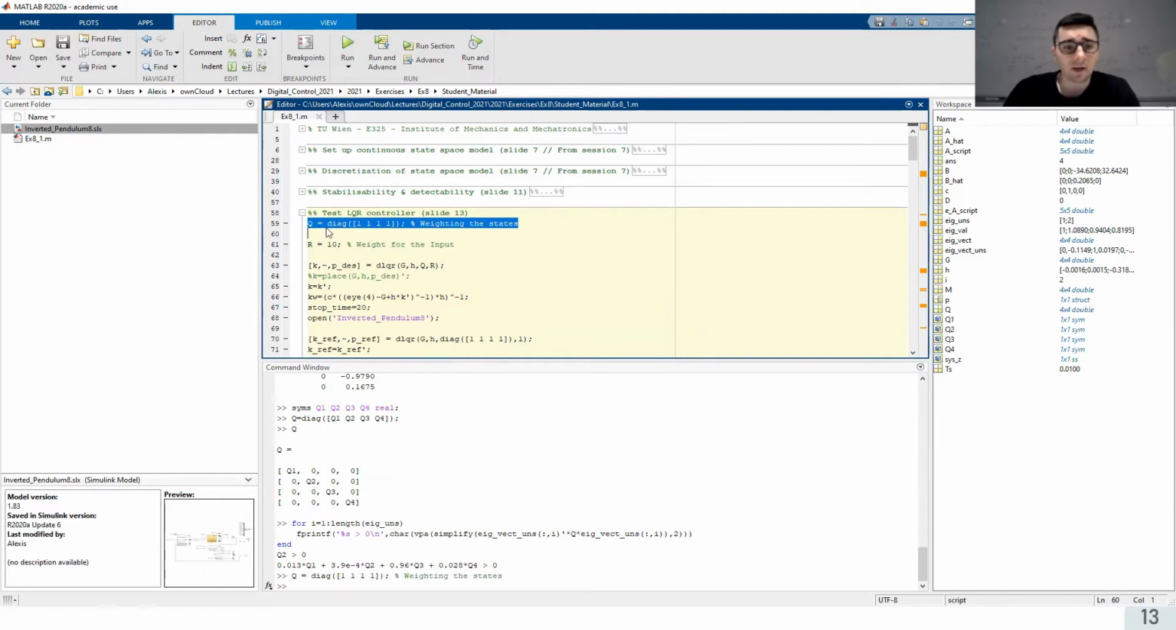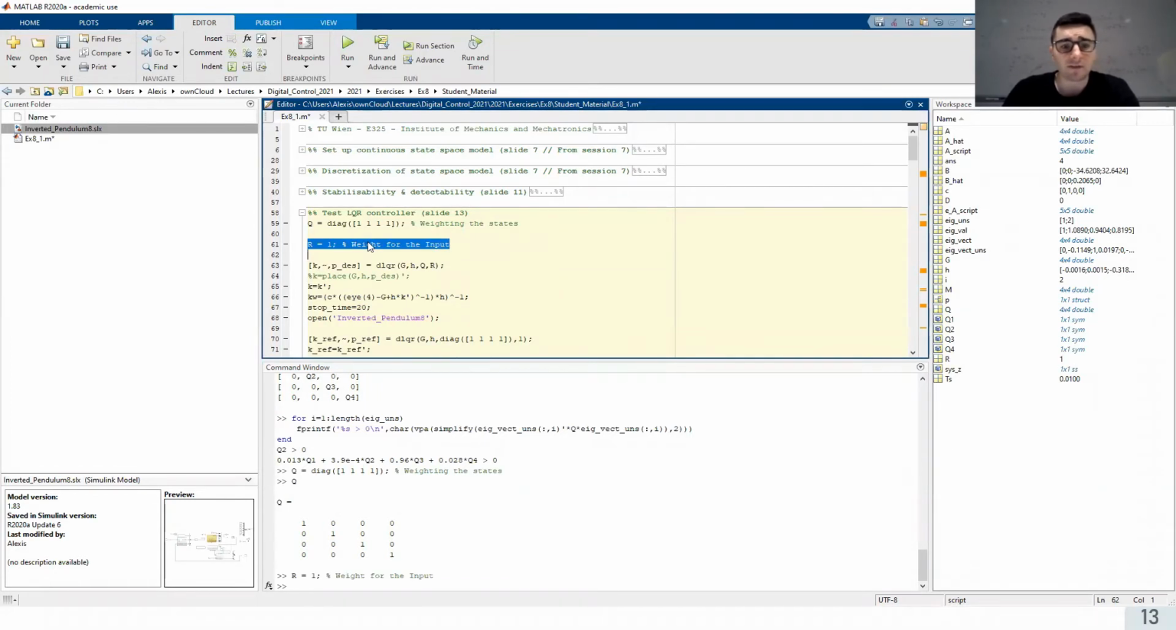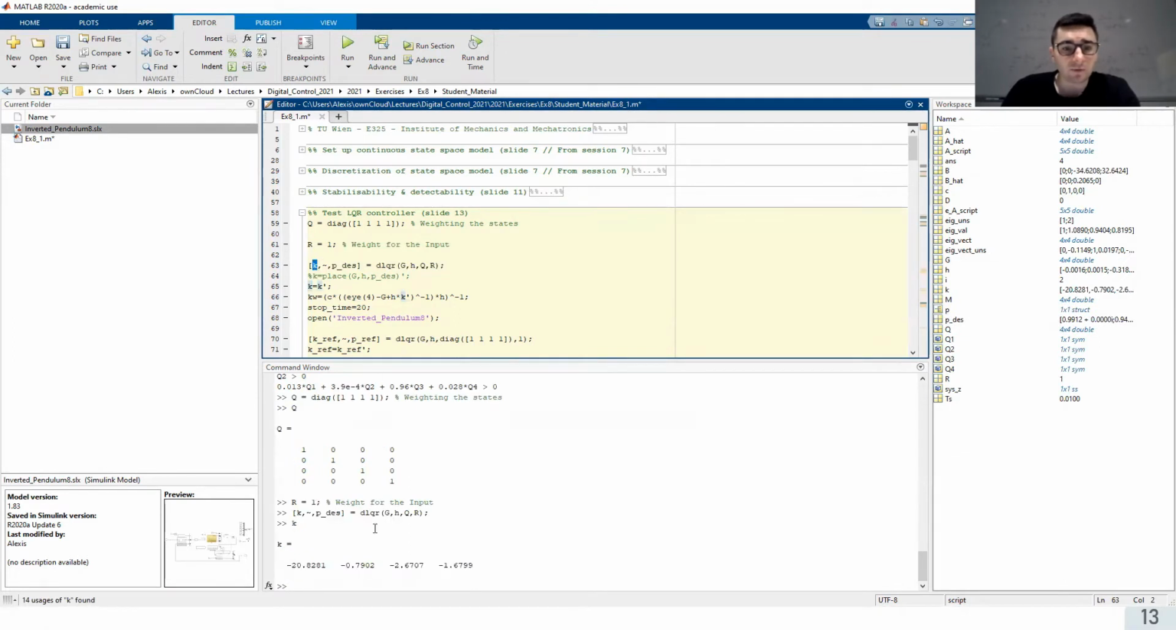So here I'll just take a diagonal matrix with 1 everywhere. So each state is weighted with the same scalar value in this sense. So I'm not weighting the second or third state more than any other states, basically. And then some weight on the input. So the weight on the input R is a scalar value because there's only one input. And then in MATLAB, you directly find the K, so the gain K of our state feedback controller with this dLQR command, with the state transition matrix J, the H matrix from the state space model, and then the weighting matrices Q and R.